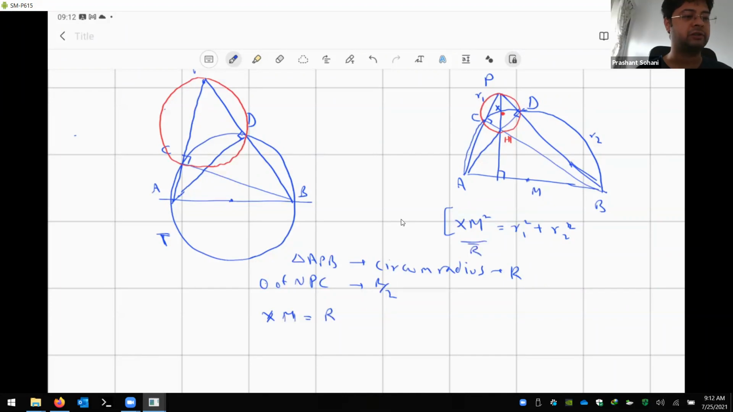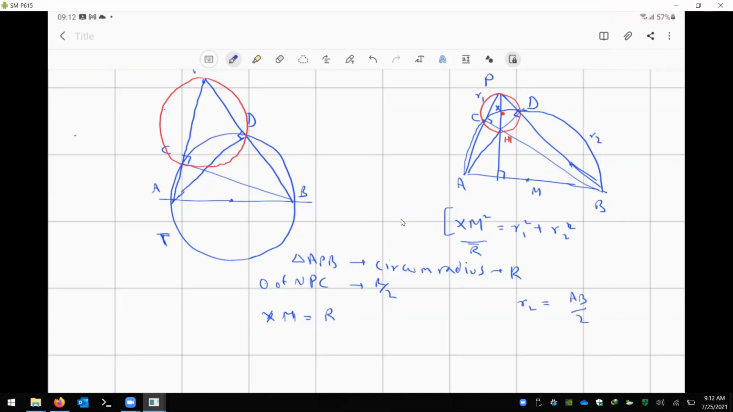So now the RHS, r1 squared plus r2 squared. If we know the radii r1 and r2, then we are done. So r2, what is the radius of the bigger circle with diameter AB? r2 is simply going to be AB by 2, right? Yes, sir. Okay.